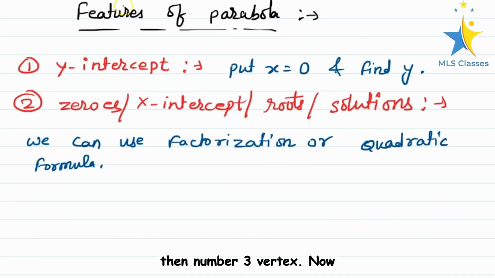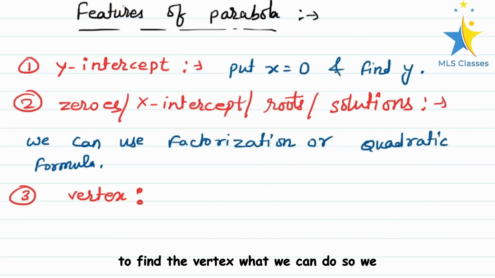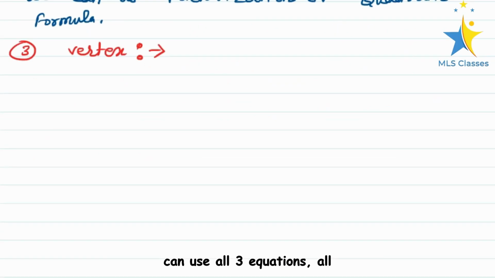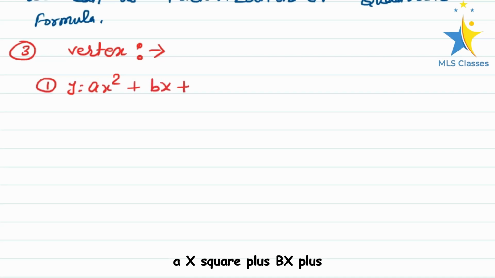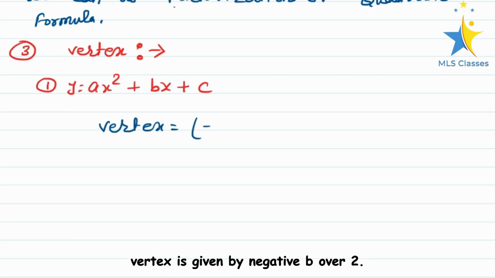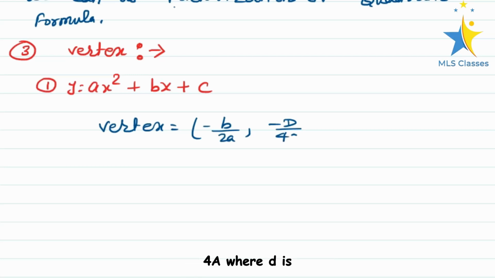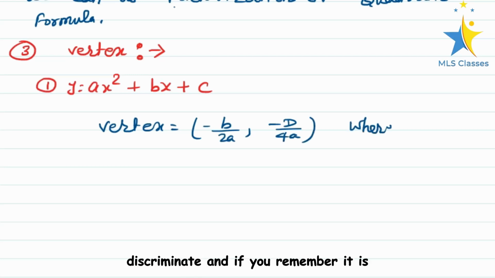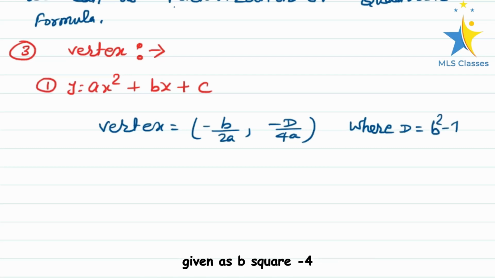Then number 3, the vertex. Now to find the vertex, what can we do? We can use all three forms to find the vertex. First, when it is in standard form, y equal to ax square plus bx plus c, then the vertex is given by negative b over 2a comma negative D over 4a, where D is the discriminant, and if you remember, it is given as b square minus 4ac.